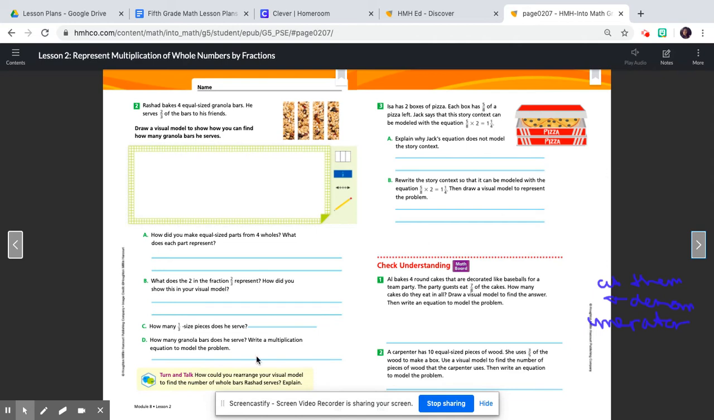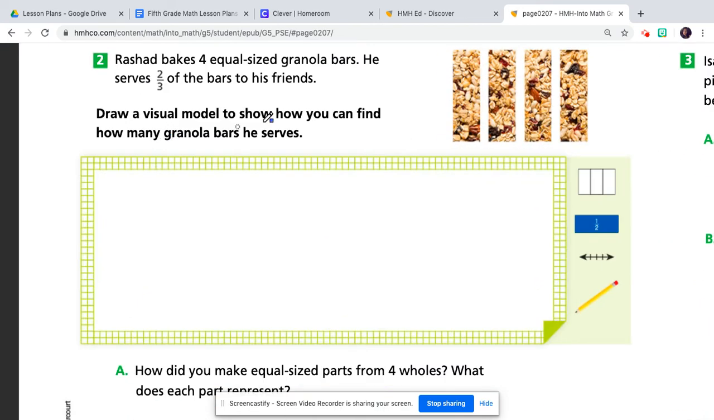All right, so here, try to erase this. Over here on number 2, it says Rashad bakes 4 equal-sized granola bars. He serves 2/3 of the granola bars to his friends. It wants me to draw a visual model. So again, I have 4 equal-sized parts, and 2/3 of the bars are going to his friends. So again, I have these rectangle pieces, and I'm just going to draw my rectangle pieces.